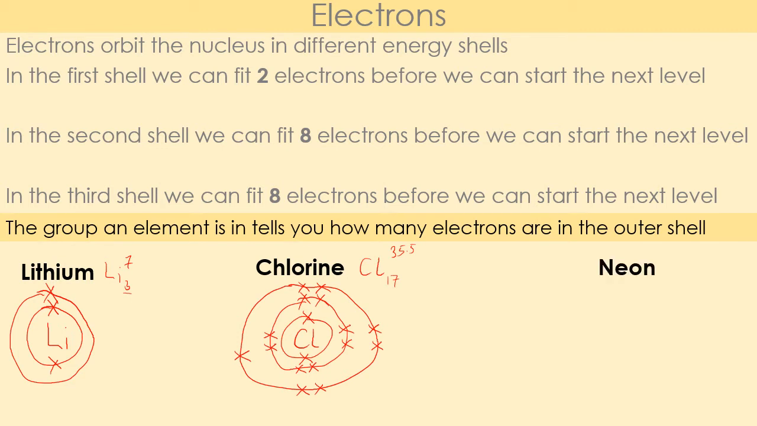Last up, we have neon. And neon has an atomic number of 10 and a mass number of 20. So if we draw our electron shells for neon, again we have 2 in that first shell. And we can get another 8 in our next shell. That gives us a total of 10. And we've got a full shell. So we can say it's either in group 8 or group 0, depending on how we want to look at it.